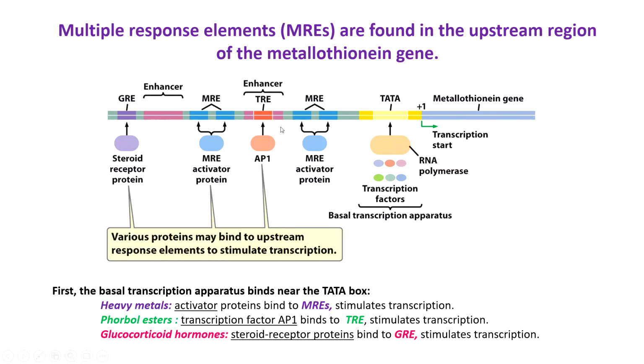This is a type of response element. Any gene that has the TRE response element in it will respond to the presence of AP1, this activator protein. So this metallothionein gene will respond to it, and another type of detoxification gene will also have TRE in its promoter, and it will also respond at the same time. That's also how the GREs work. These are glucocorticoid response elements, and they help to stimulate transcription by binding to steroid hormones, which increase transcription for some genes. These MREs are metal response elements.